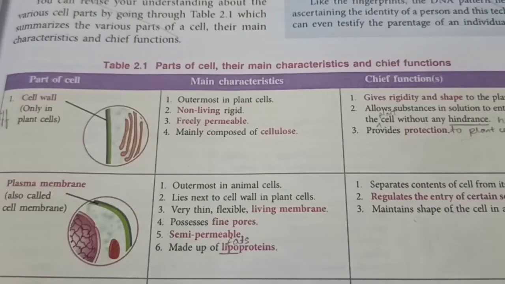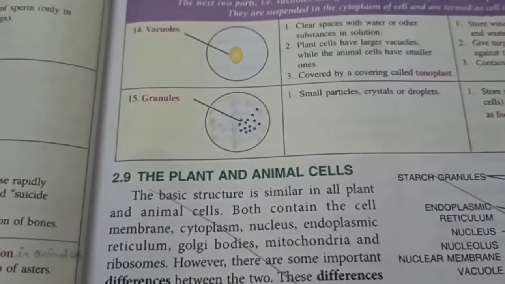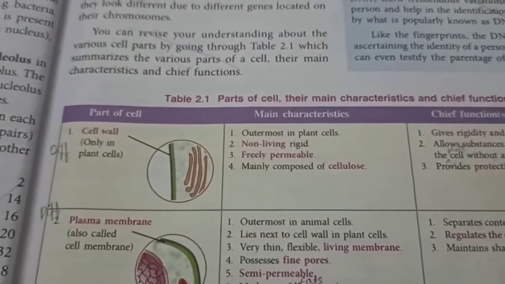Let's study 9th standard ICSE Biology Chapter 2, Cell Organelles. Let's study the table which has totally 15 parts of the cell. We'll study their characteristics and functions. Starting with the cell wall, which is only found in plant cells.